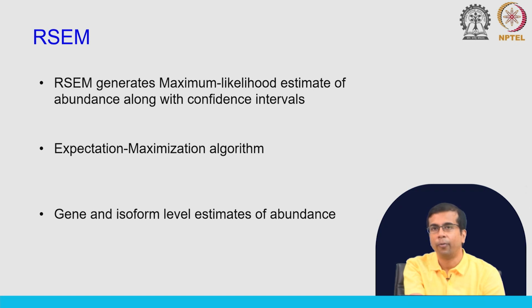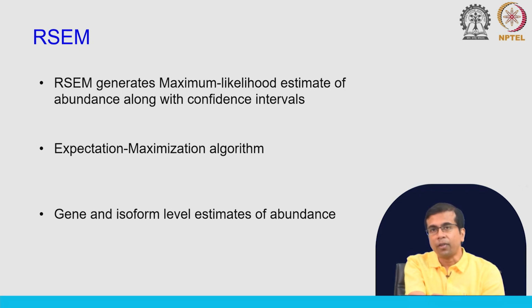Given the data, what is the most likely value of the parameters, or the most likely value of this abundance in this case. Okay. So, this is how it can actually generate these estimates of abundance, and you can also see it can handle these multiple mappings.